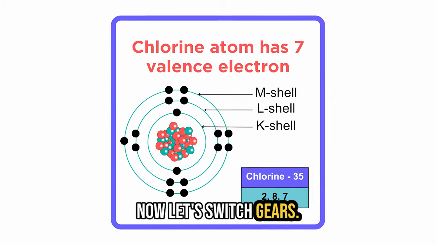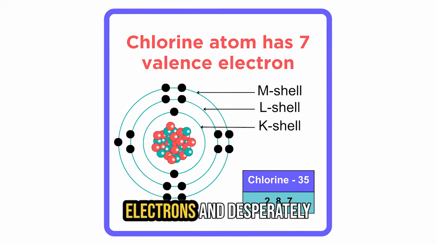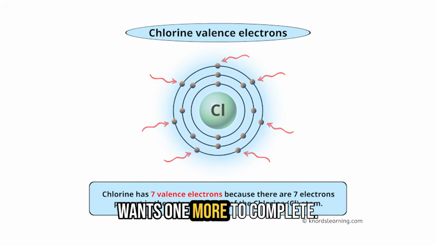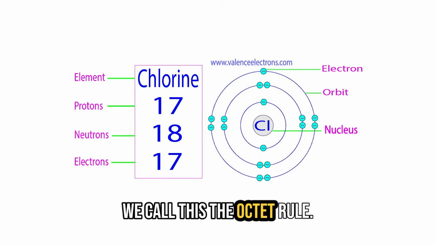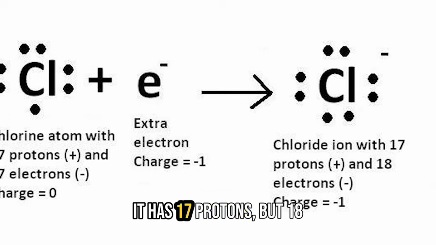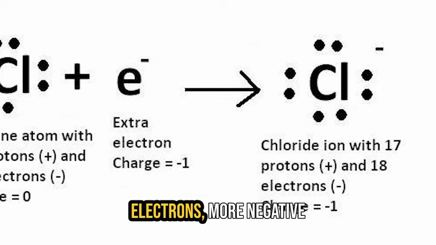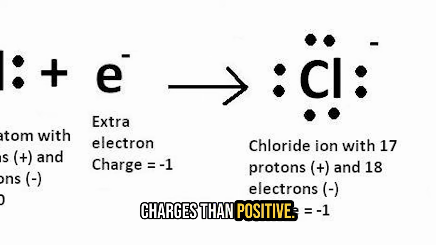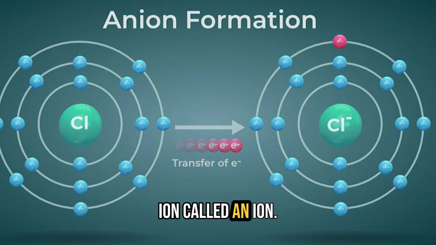Now let's switch gears. Chlorine has 7 valence electrons and desperately wants one more to complete its outer shell. We call this the octet rule, the goal of getting to 8. When it gains an electron, it has 17 protons, but 18 electrons, more negative charges than positive. This creates a negative ion called an anion.